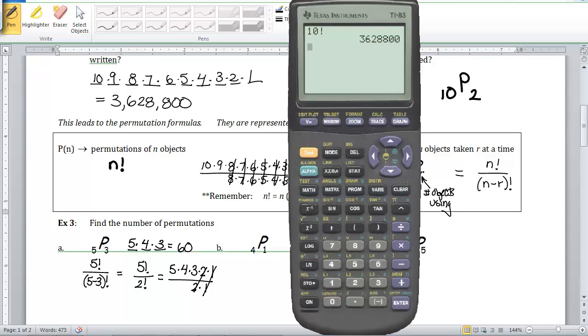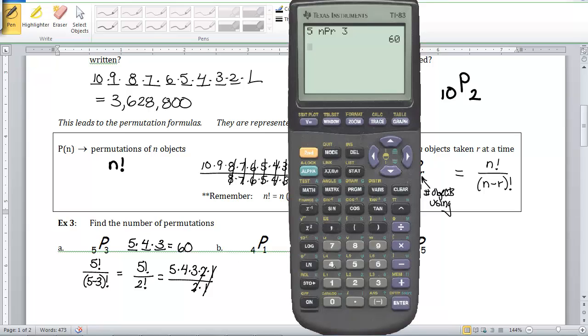Now, your calculator will also calculate this. Let's take n first, so 5, and then again go to our math key, and again scroll over to the probability, and you'll notice your second option says nPr, standing for the number of objects, permutations, taken r at a time. Go ahead, press enter, and then enter your value for r, the number of objects you're actually using. And then if you press enter again, it'll calculate the number of permutations for you.